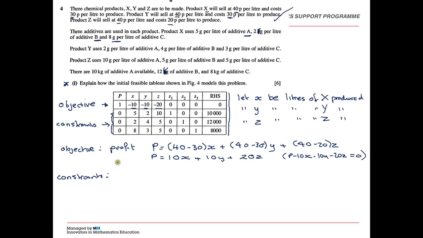So we have here 3 additives, and we're going to have a constraint relating to each one. So additive A, product X uses 5 grams per litre. Product Y uses 2 grams per litre, and product Z uses 10 grams per litre.